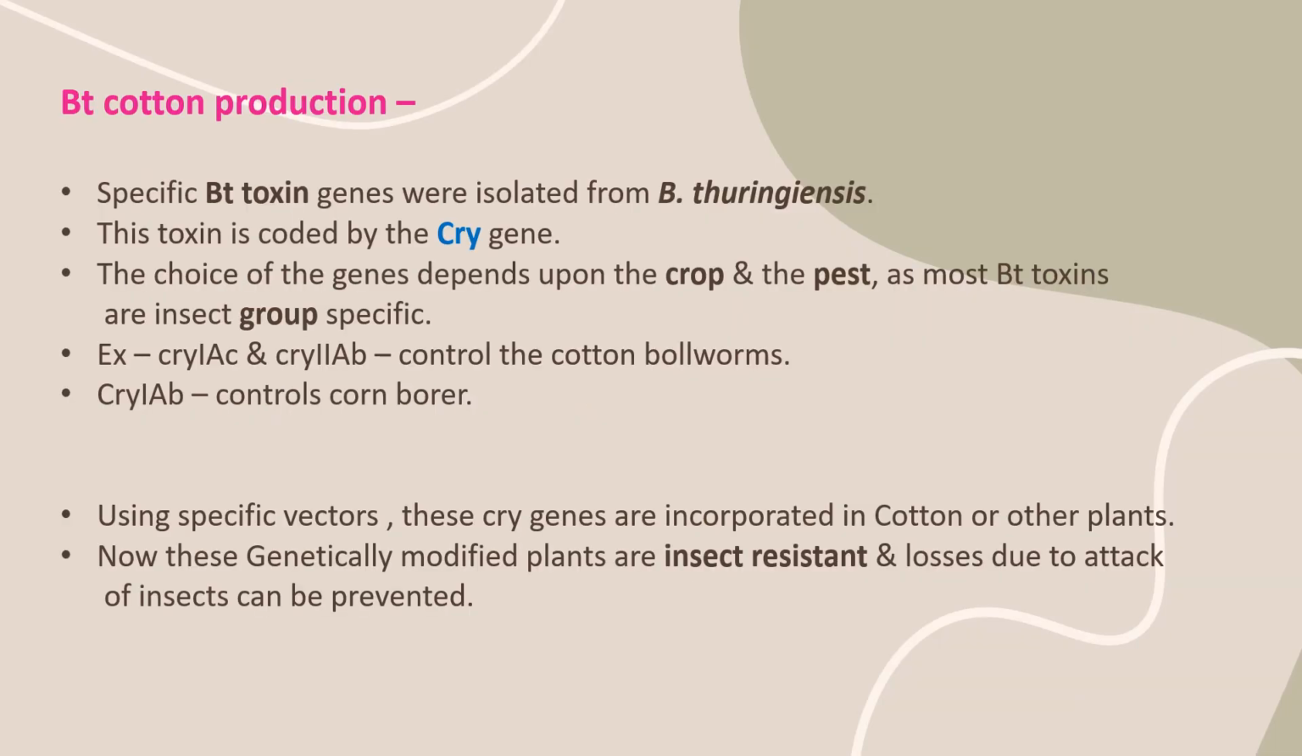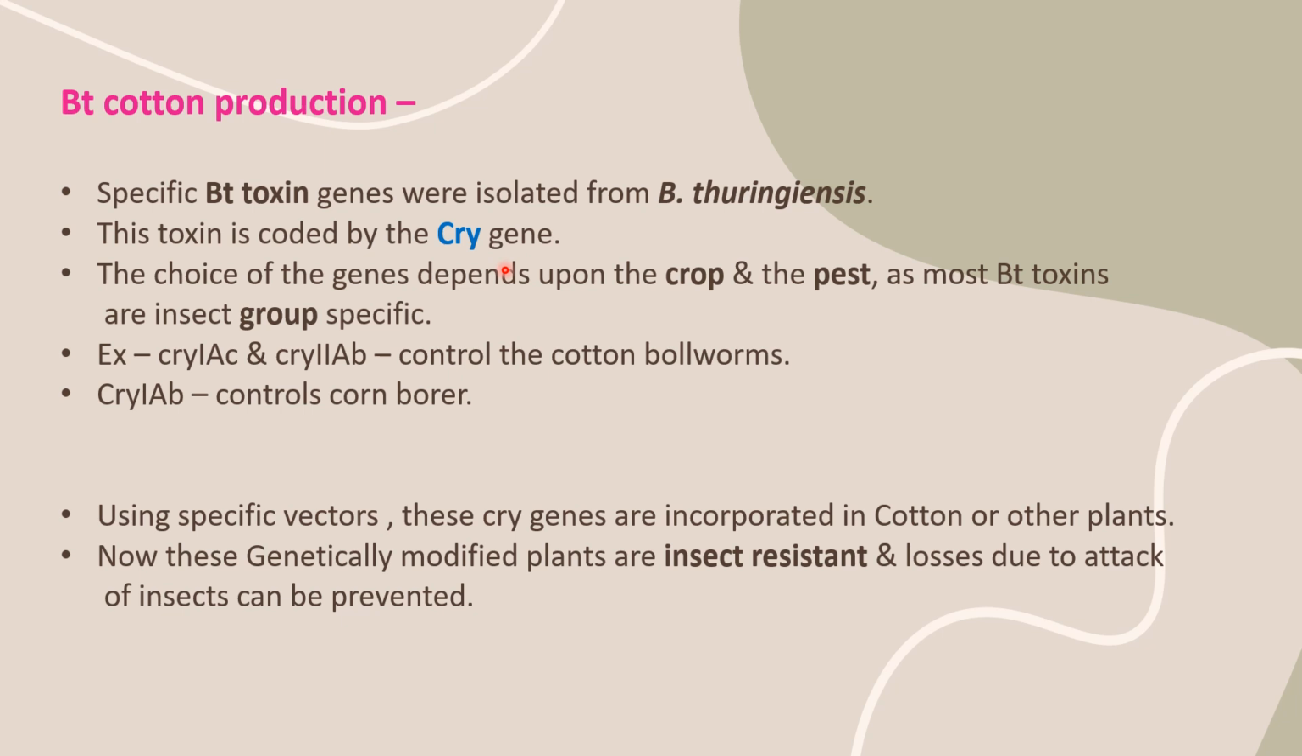Let's see how genetically engineered Bt cotton is produced. For production of Bt cotton, specific Bt toxin genes were isolated from Bacillus thuringiensis, because different Bt toxins act against different insect groups. This Bt toxin gene is coded by the Cry gene. That means when the Cry gene is expressed, Bt toxin is produced. So remember that the Bt toxin producing gene is the Cry gene.